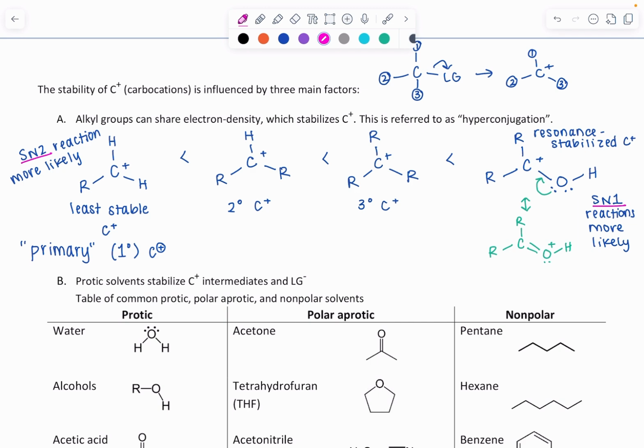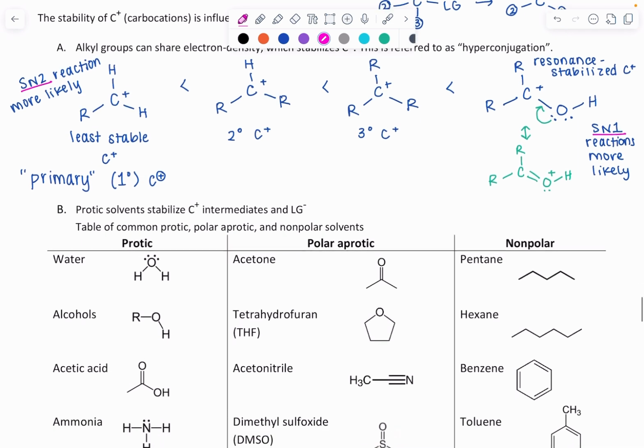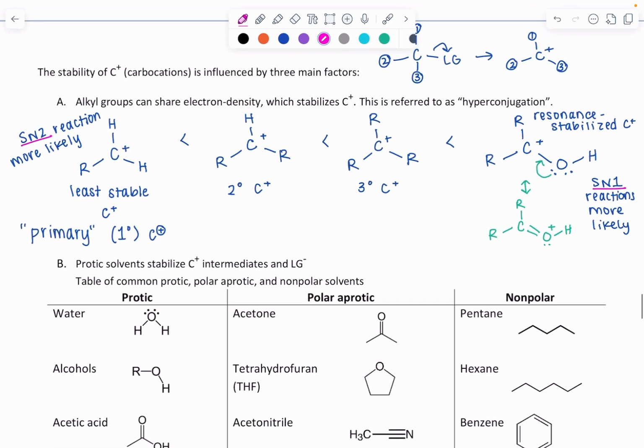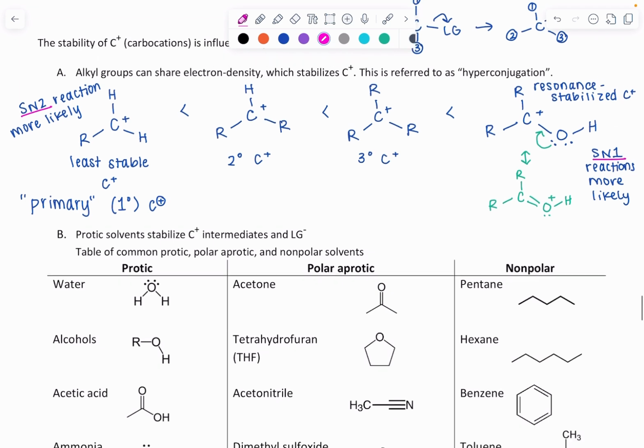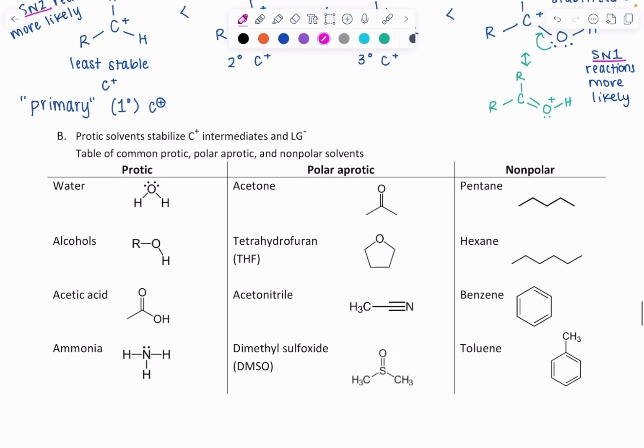Another factor that influences the reaction rate or the stability of carbocations is actually the solvent that these reactions happen in. So we haven't really talked about solvent much. But when you're working in the lab and carrying out a reaction, usually everything is dissolved in a solvent. The solvent doesn't necessarily participate in the reaction.